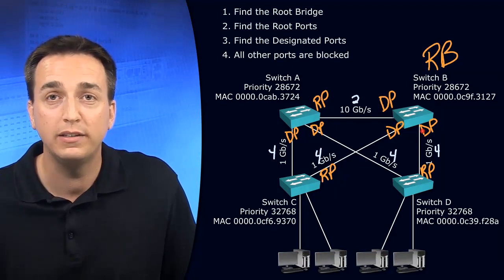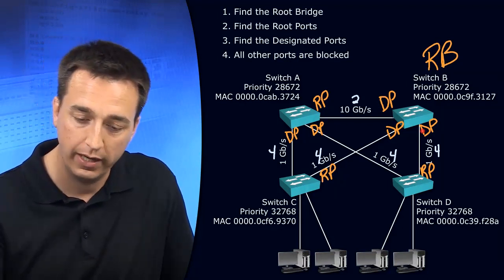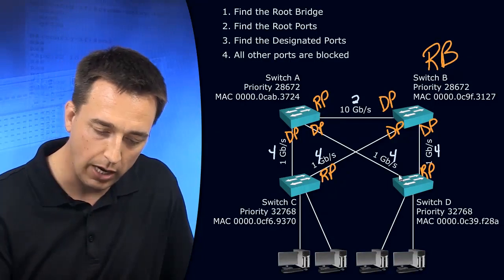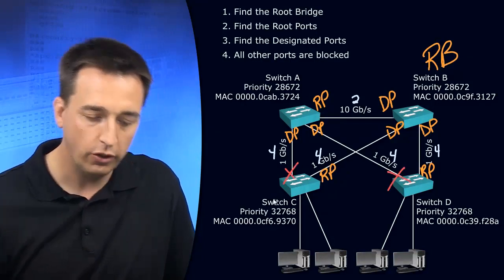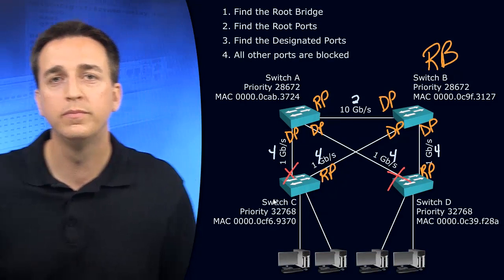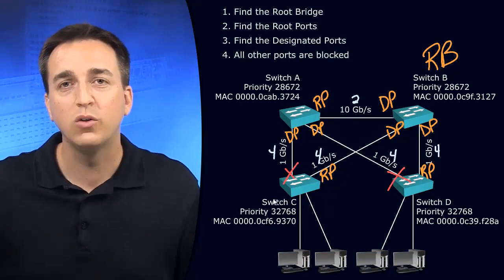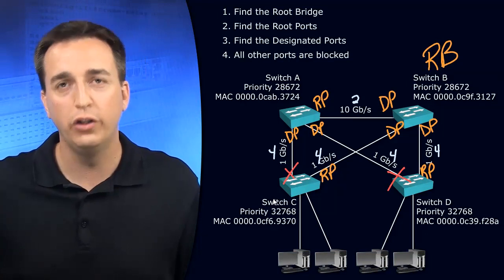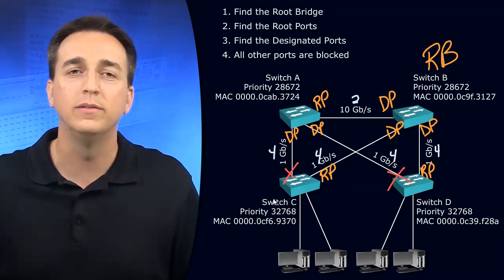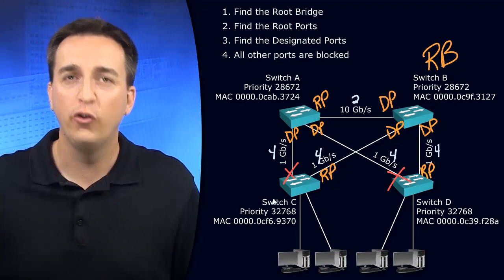So we can't have any more designated ports. We can't have any more root ports, meaning everything else is blocked. So those 2 ports are blocked. Those 2 ports are blocked. And that's what prevents the loop within the layer 2 topology, by blocking those 2 ports.